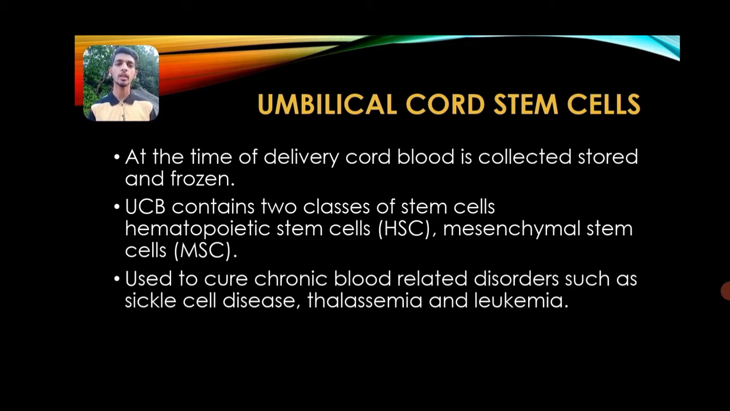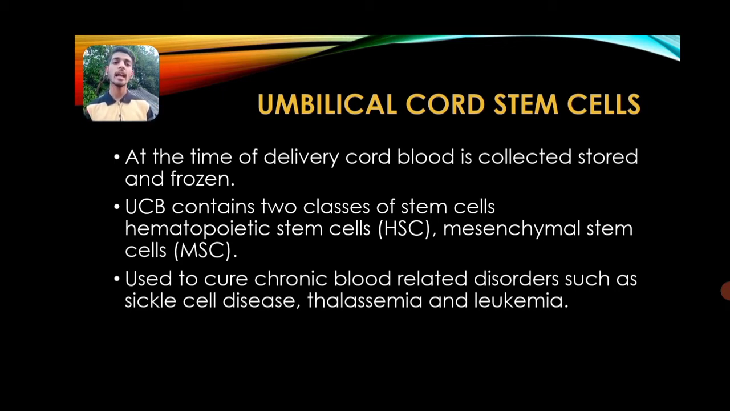So UCB contains 2 classes of stem cells: hematopoietic stem cells, which is HSC, and mesenchymal stem cells, MSC. These stem cells are used to cure blood-related disorders such as sickle cell anemia, thalassemia, and leukemia.